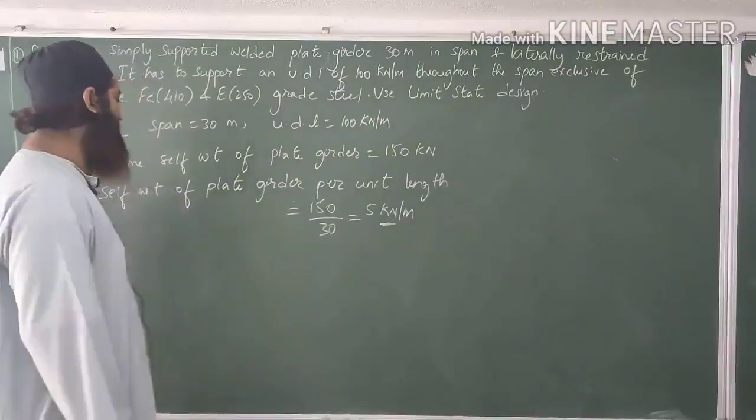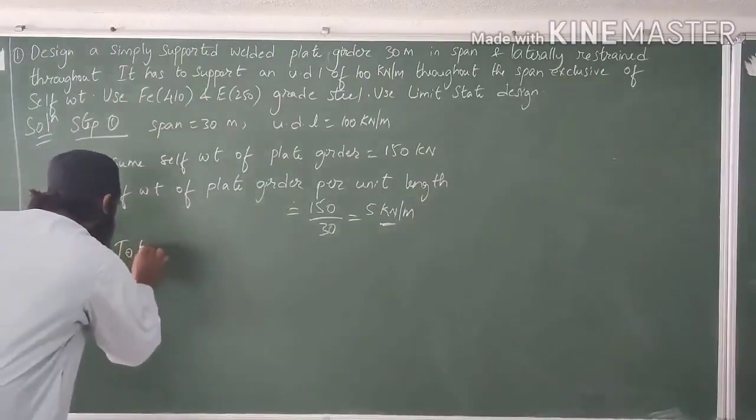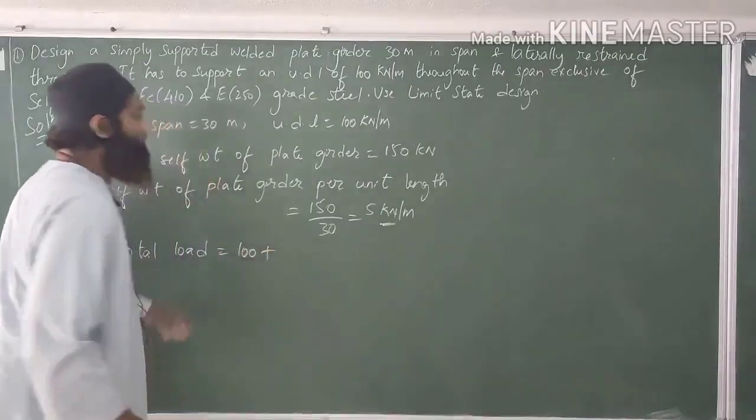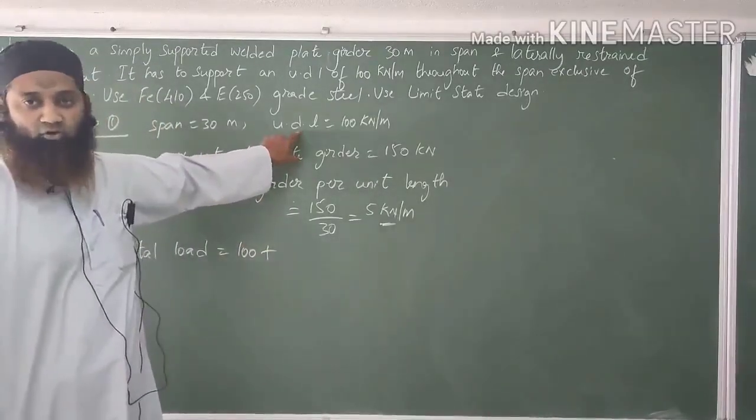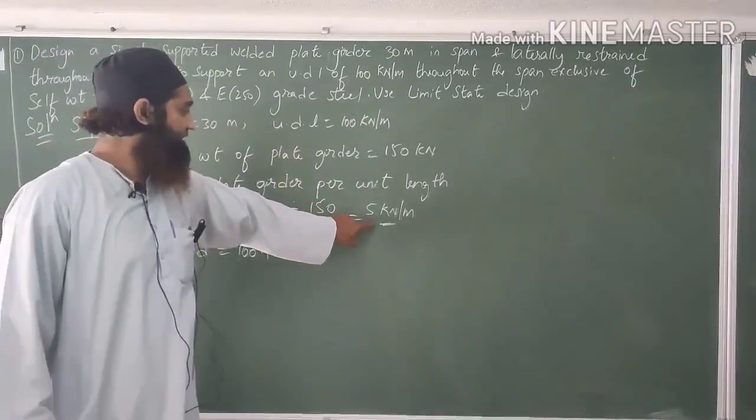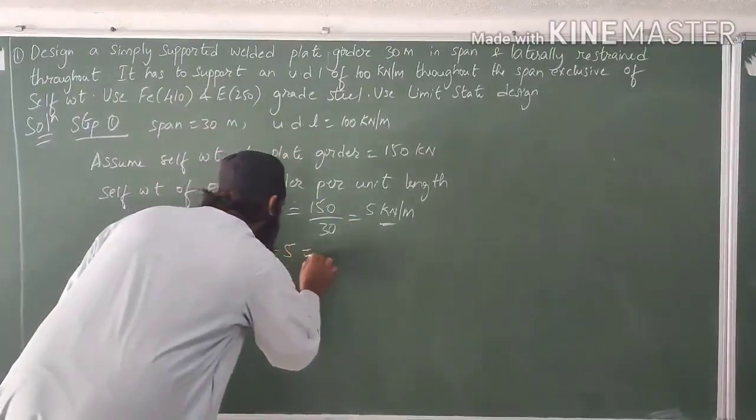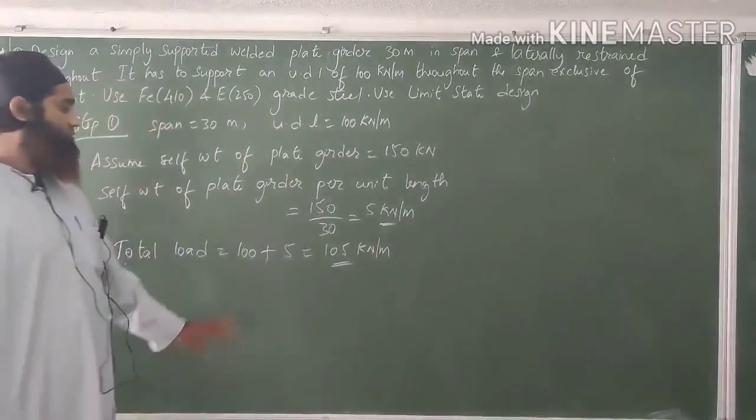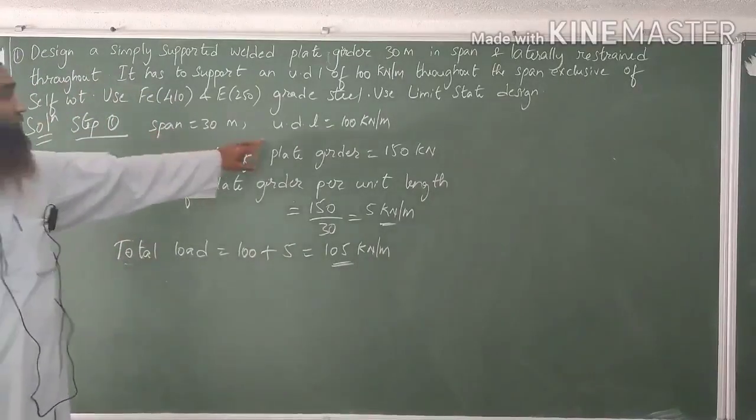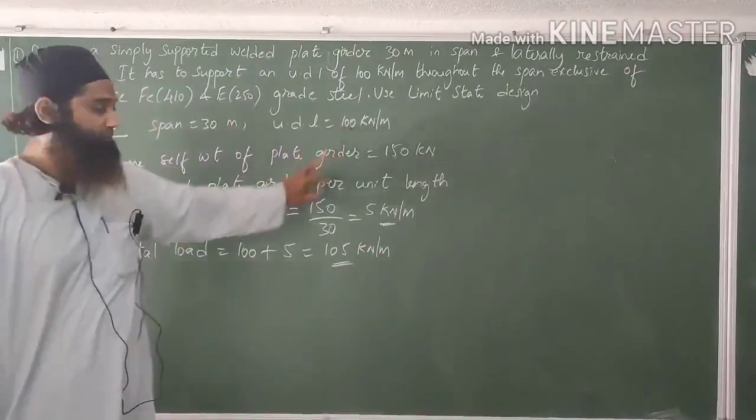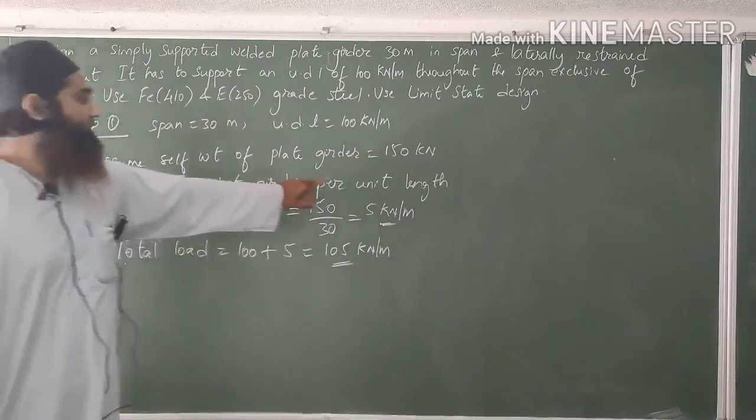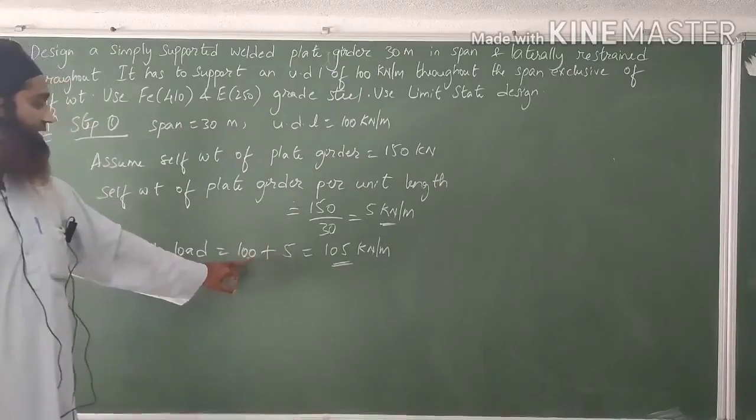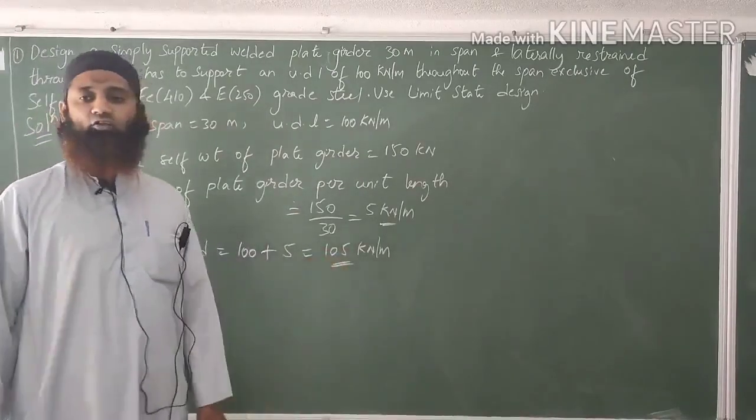Now we will see what is the total load. Total load is equal to the UDL, the uniformly distributed load that is coming, that is 100, plus this self weight, 100 plus 5, that is 105 kilonewton per meter. So understood, total load is UDL coming, that is 100 kilonewton per meter, plus the self weight of plate girder per unit length. We have got it as 5 kilonewton per meter. We have just summed that up. Both of them have been added.